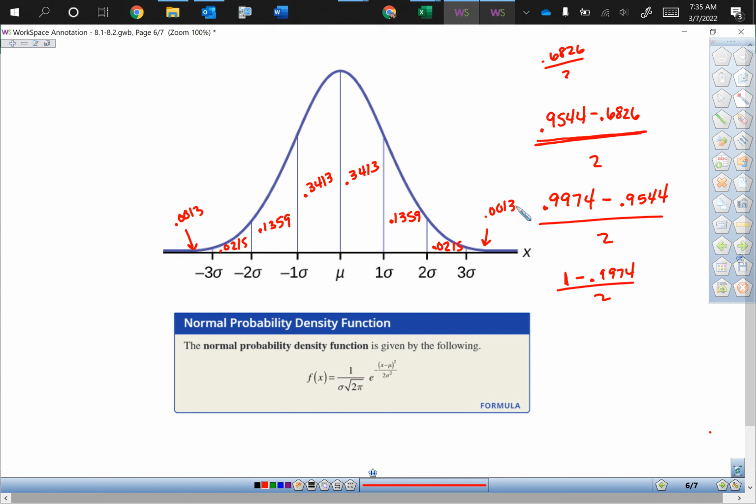Now, just having this right here is really going to help you on your homework so you don't have to redraw it every time, and you guys can see the values.